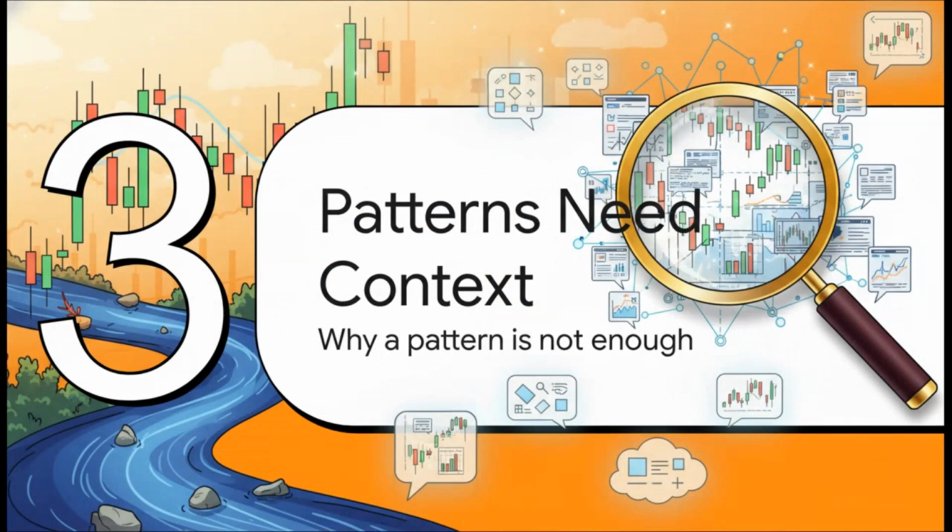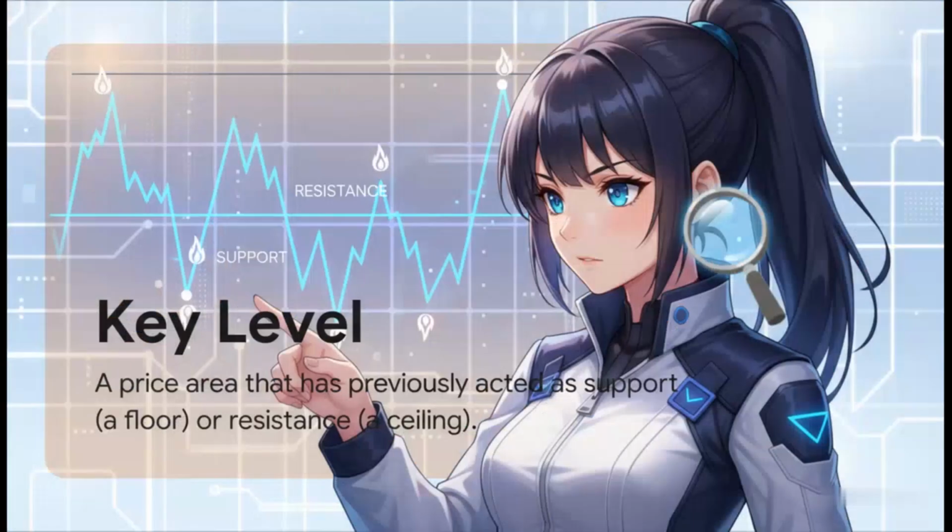Okay, listen up, because this might be the single most important part of this whole explainer. You can learn to spot these patterns all day long, but if you see one just floating in the middle of nowhere on a chart, it's pretty much useless. Context is absolutely everything. And that all-important context comes from what we call a key level. The easiest way to think about it is a price zone that has a memory. It's an area where the price has turned around before, acting like a floor, which we call support, or a ceiling, which we call resistance.